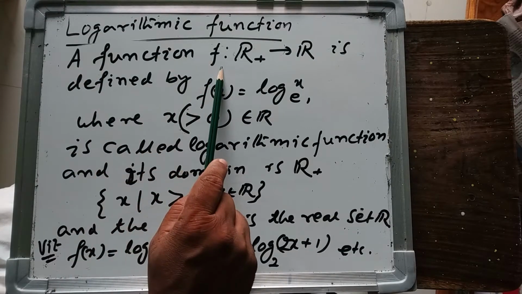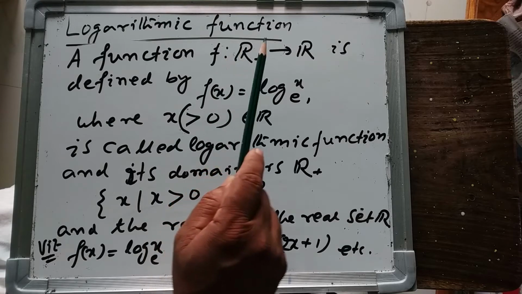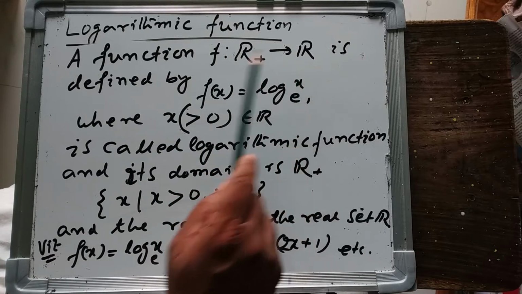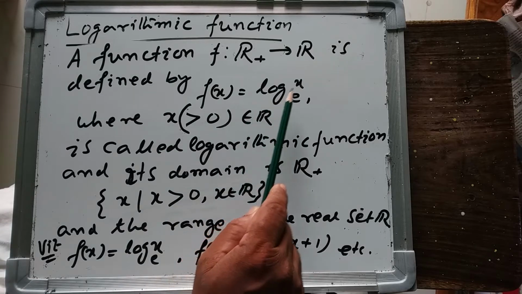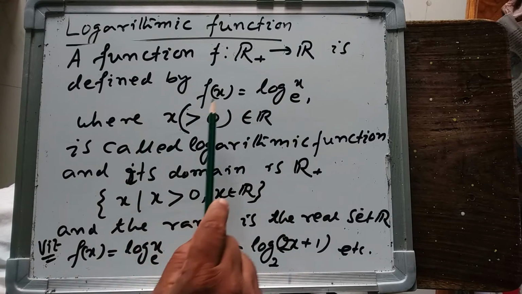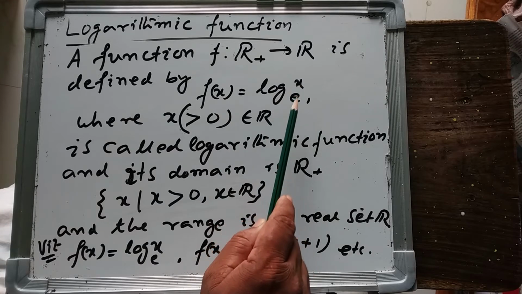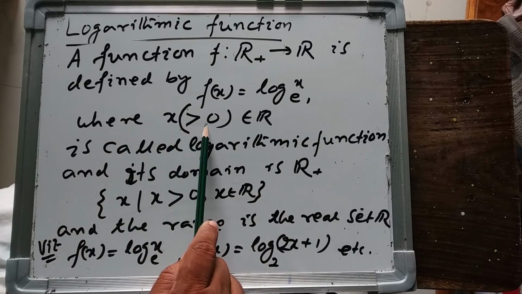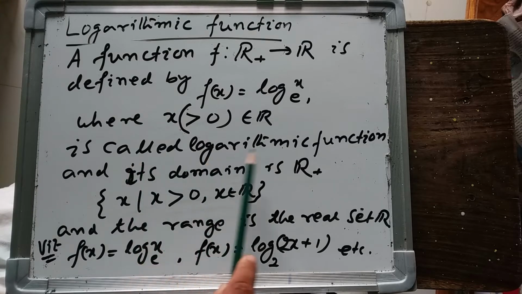A function f that maps from the positive real set to the real set is defined by f of x equal to log x base e, where x is a positive number in the real set. It is called a logarithmic function, and its domain is the positive real set, that is, x such that x is positive and x is in the real set, and the range is the real set. We have examples: f of x equal to log x base e, f of x equal to log of 2x plus 1 base 2, etc.